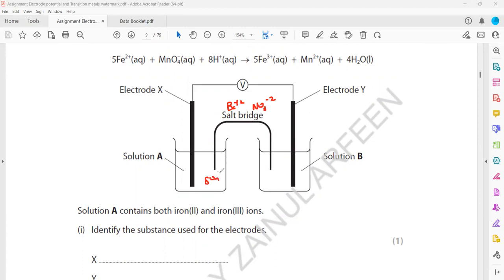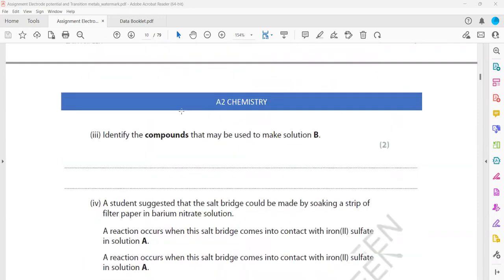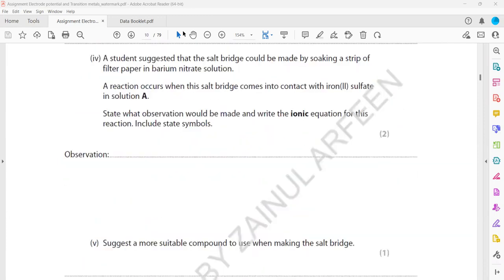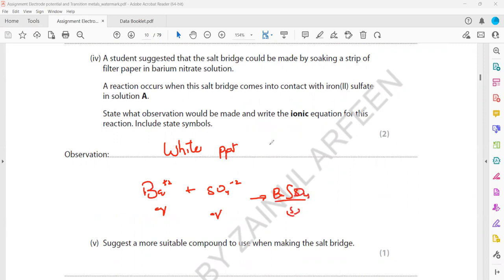So this sulfate ion will combine with a barium ion, and as a result barium sulfate is a white precipitate. So what will be the observation when this reaction occurs? It will give us a white precipitate, and then we have to write an ionic equation for that. So the ionic equation: the barium ion combines with the sulfate ion, and don't forget to mention the state symbols, it will form barium sulfate. That is solid.